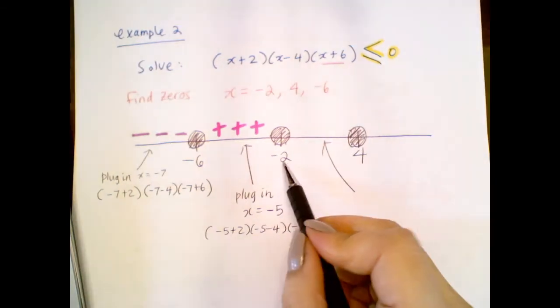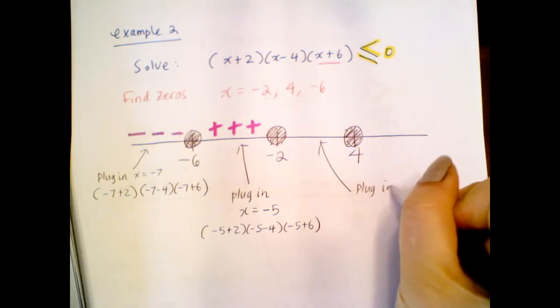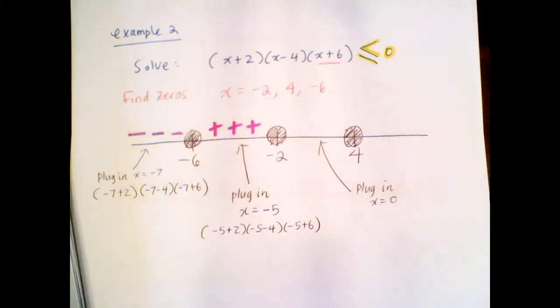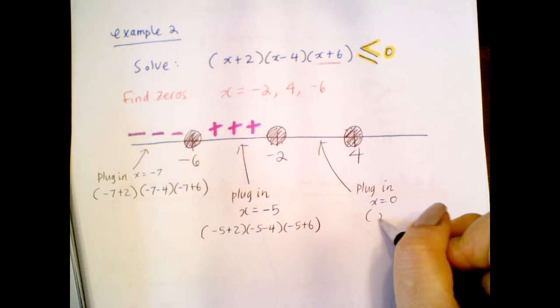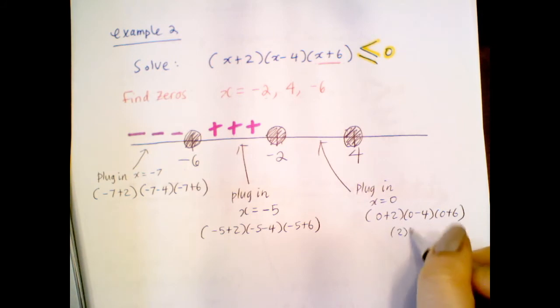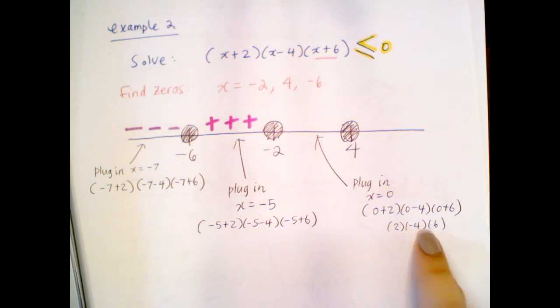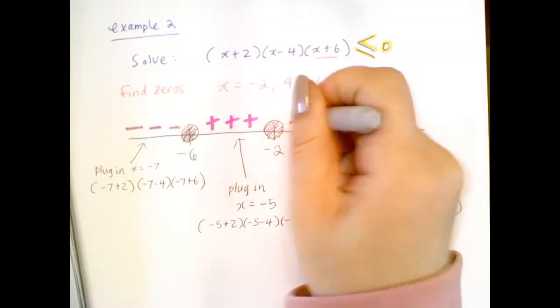Ooh, look, got a negative on the left, positive on the right. What's a good number that we're going to use? x equals 0. So if you plug in 0, what will we get? 0 plus 2, 0 minus 4, and 0 plus 6. That will be 2 times negative 4 times positive 6. And that number will come out to be negative whatever. So because we have a negative sign right here, I know I'm just going to put negative, negative, negative.